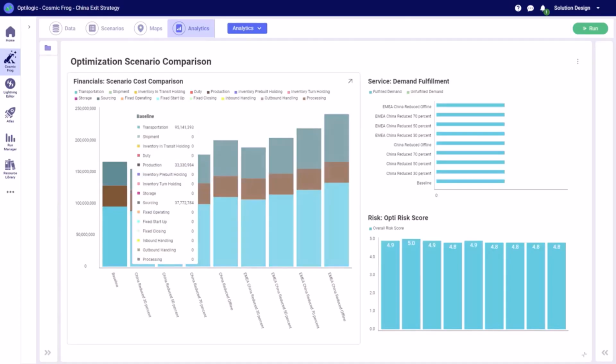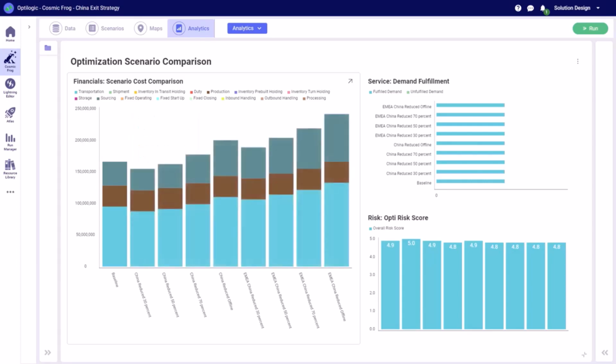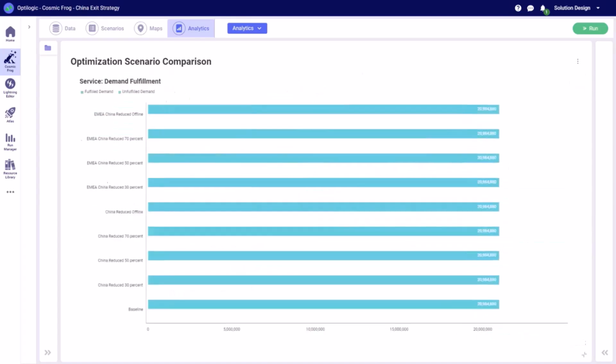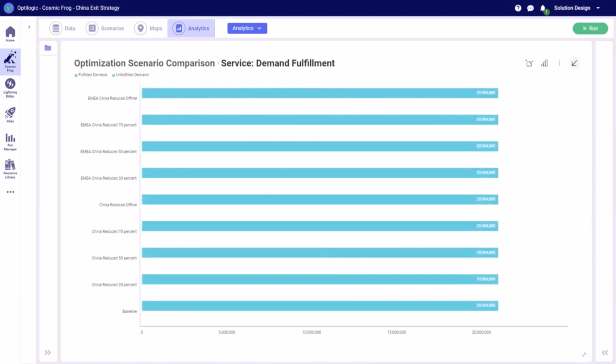Here we dive into the trade-off between financials, service, and risk. We start with a detailed look at the costs, specifically transportation, production, and sourcing costs across each of the scenarios. We can do a quick comparison using the native dashboards within Cosmic Frog. Next up is to dive into the service level KPI, which in this case is demand fulfillment. Service level is equal across all of the scenarios.